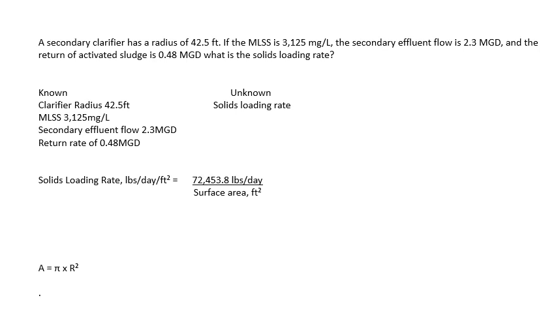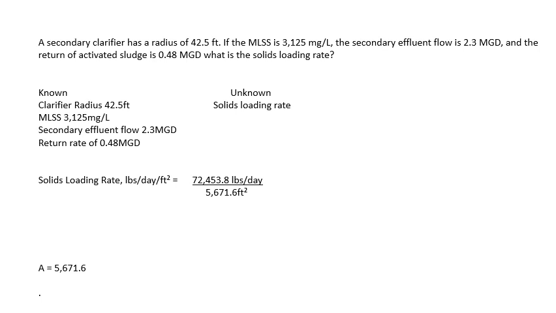Next, we're going to solve for the surface area of the clarifier. This time they gave us radius, so it is pi times radius squared. So 3.14 times 42.5 squared. That's going to give you a surface area of 5,671.6 square feet.